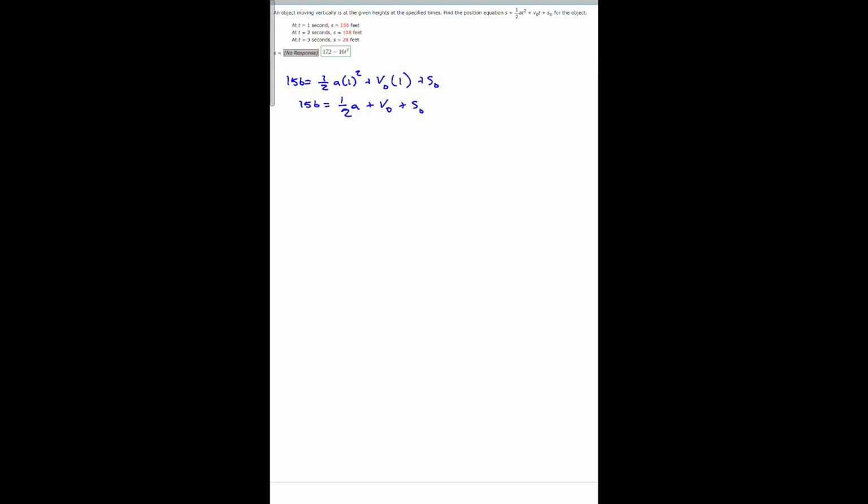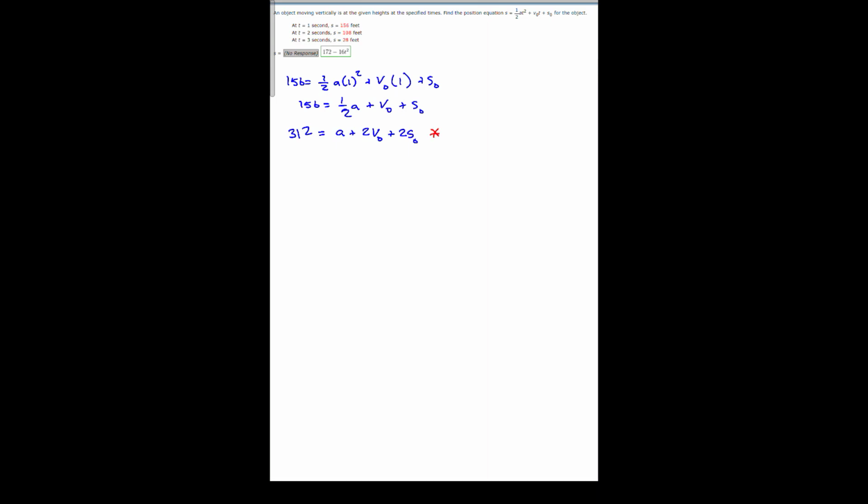Now we're going to do a little bit of trickery. The reason why we're going to do this is because we really don't like to have fractions. So we're going to take each part of this equation that we just wrote down and multiply it by 2, because it gets rid of the 1/2 as a fraction. So when we multiply each piece by 2, we get 312 equals a plus 2 times v naught plus 2 times s naught. Now that's going to be one equation that we're going to deal with, so I'm going to specially mark that with a little red star.